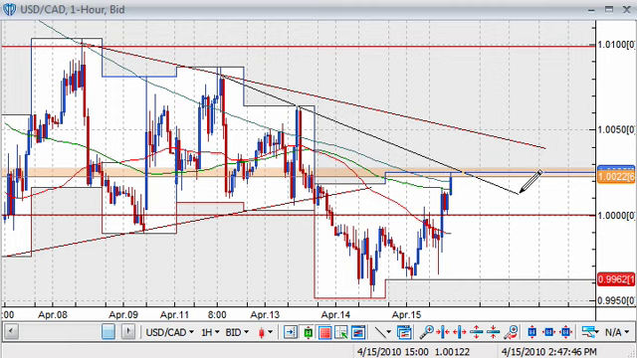pair, if we connect our closer, more recent highs, would put us at the 1.0028 area as our next level of resistance. So we could see some resistance here, followed by the 1.0050 level.